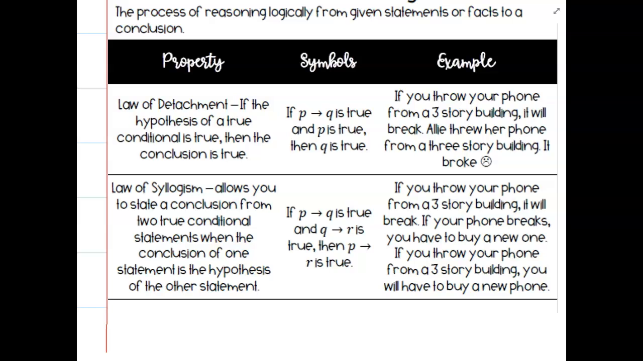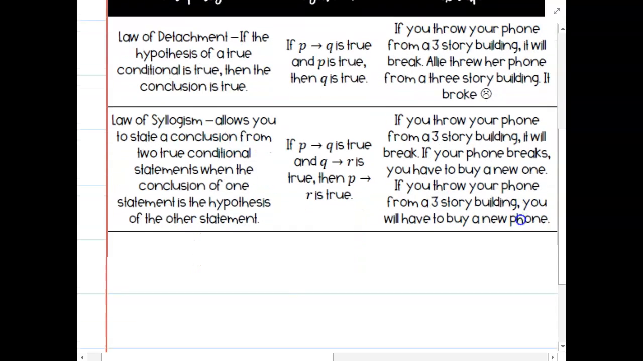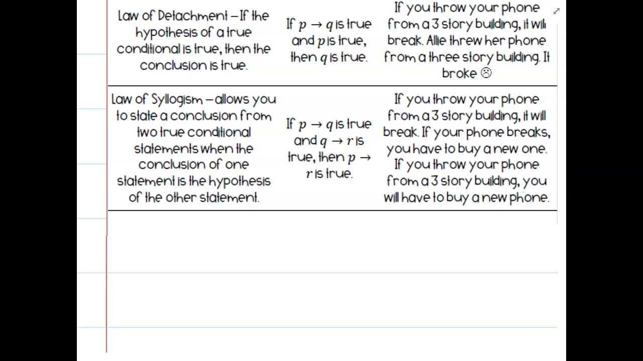The other one is called the law of syllogism. That example where I said if Rose's block is red and the red block has 45 people, that's the law of syllogism. The law of syllogism lets you take two separate statements, two separate conditionals, and kind of in a way combine them into one. Not like a biconditional, but it allows you to state a conclusion from two true conditionals when the conclusion of one statement is the hypothesis of the other.